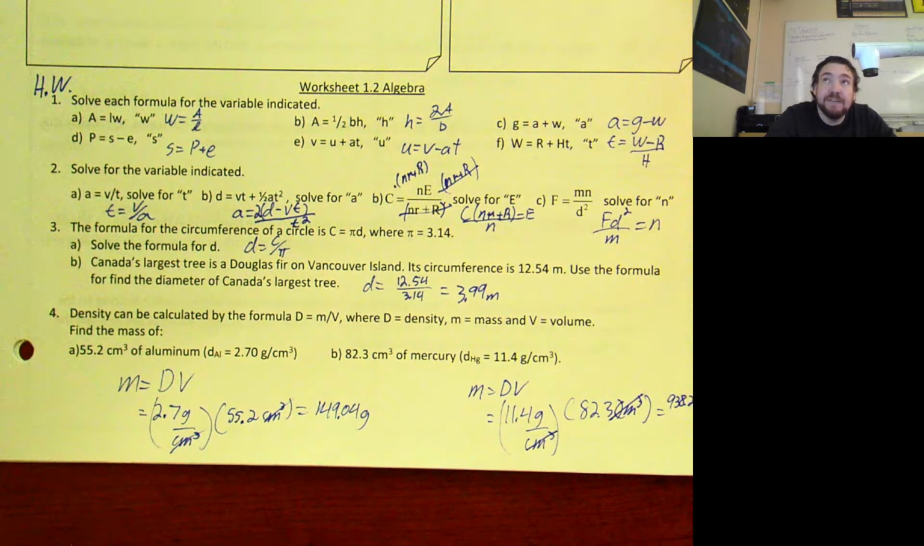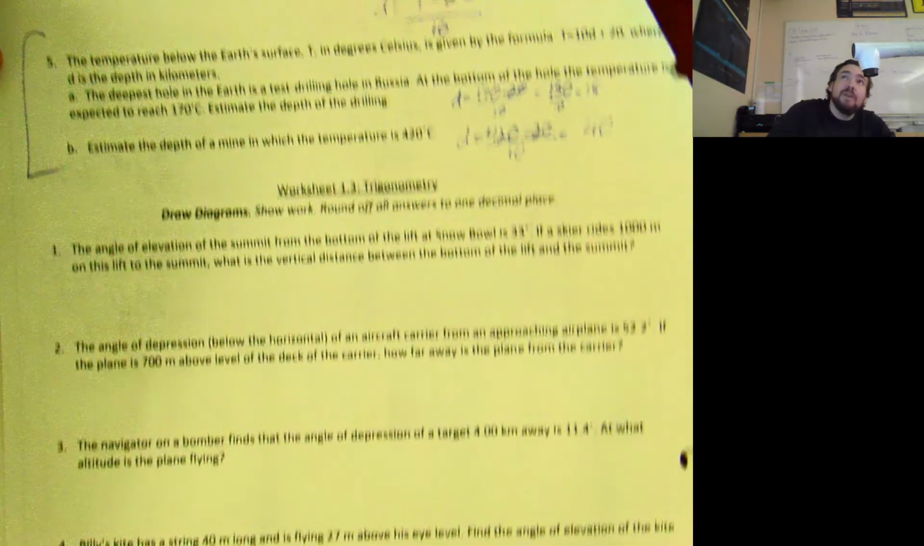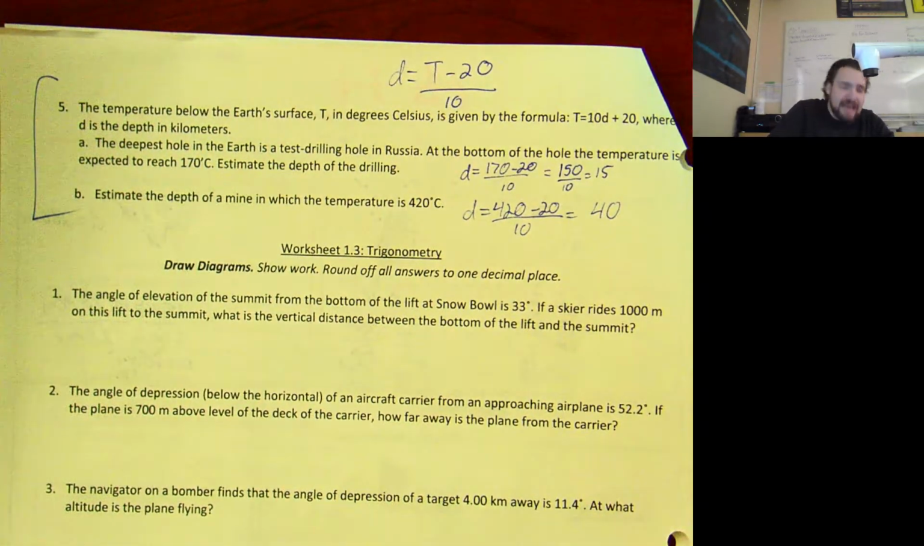Any other questions about any of these first 4? By first 4, I mean there's a whole lot more than 4 there, but. Okay. So then question 5 looks like that. I didn't give you units for depths, so I've got D equals 15 and D equals 40.